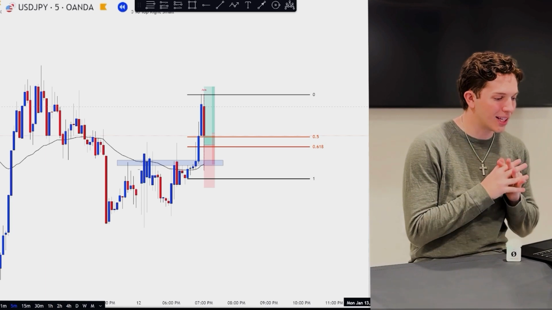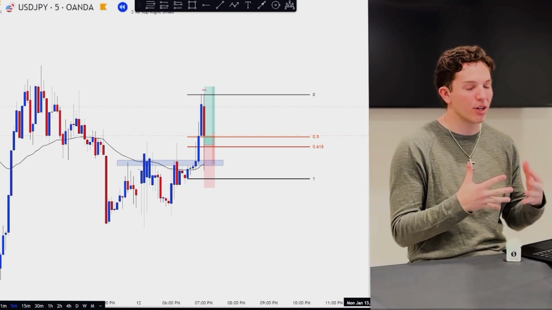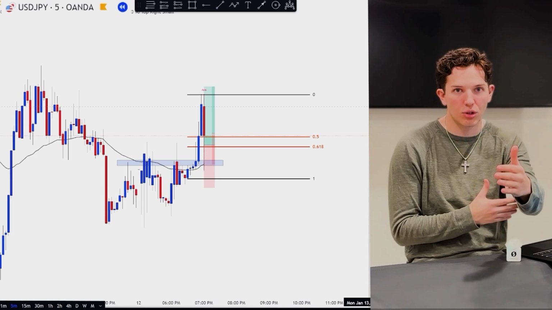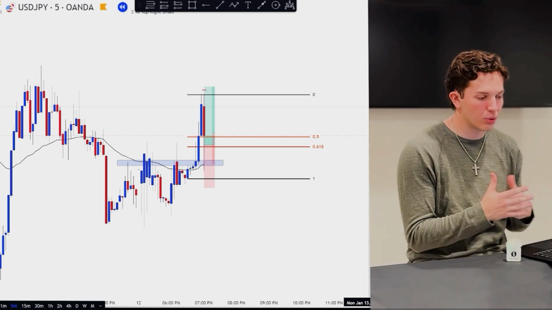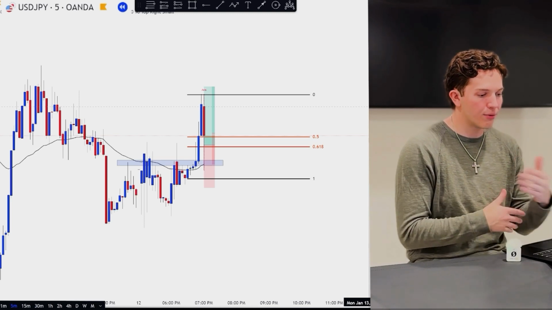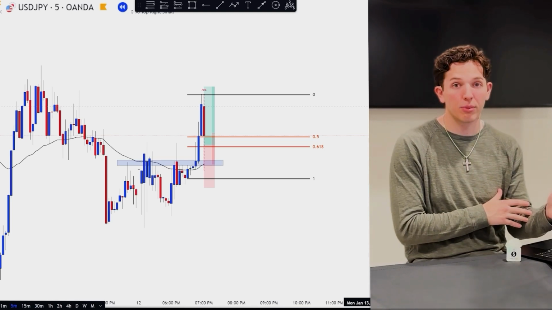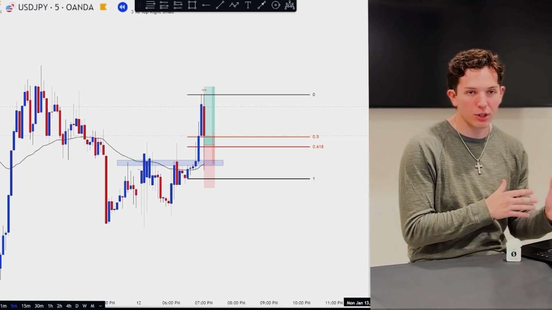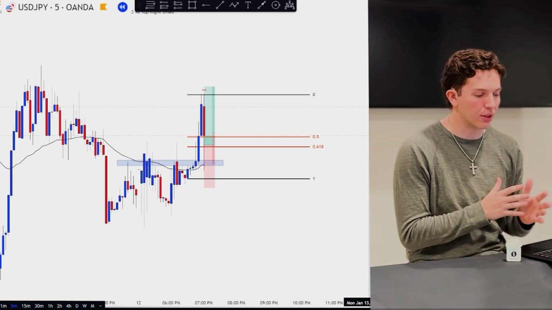It is the most likely area of where price is going to reach and then continue the trend upwards or downwards, whichever direction you're looking into. So the 0.5, 0.618 zone, when you draw your Fibonacci sequence like this, is going to be your golden area where you want to be looking for entries.